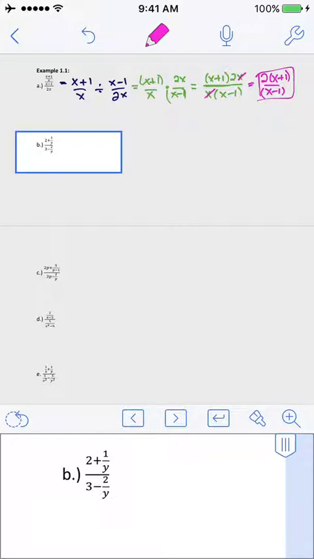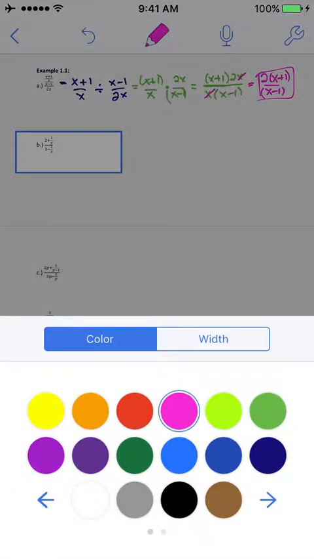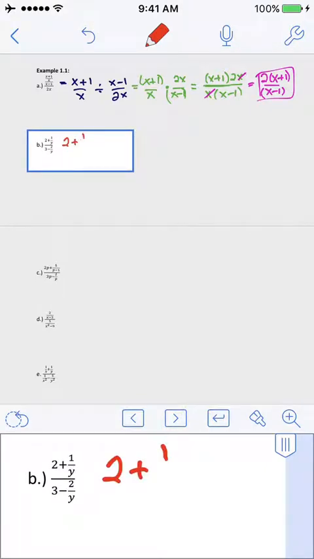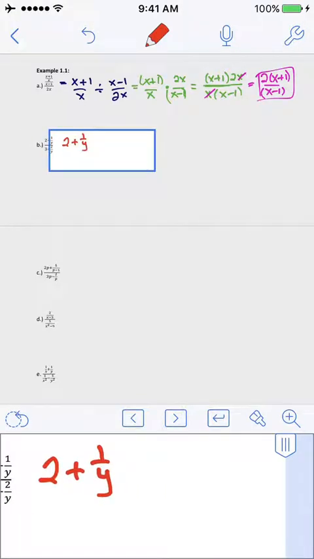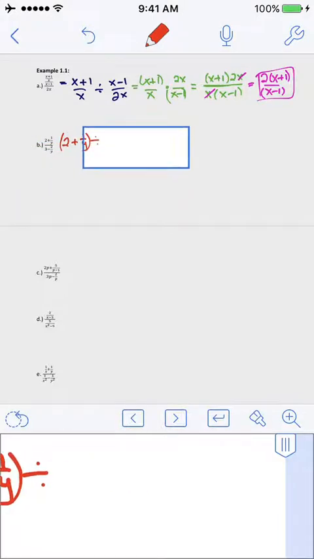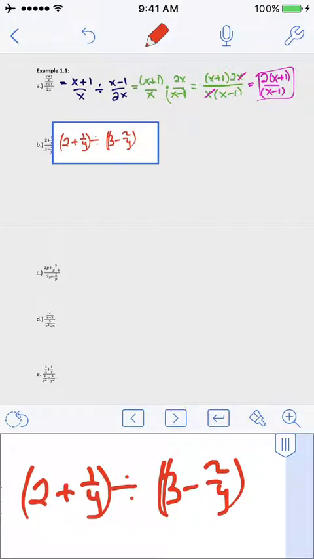Let's change this one to a division problem. So I've got 2 plus 1 over y, right? And now instead of over that, it's going to be divided by, put this one in parentheses, the denominator, 3 minus 2 over y. Alright, now you may be thinking, okay, but from here, where do I go? Can't find the reciprocal yet because they're both kind of mixed numbery looking things. So let's change these both into improper fractions. Let's do this first one over here.